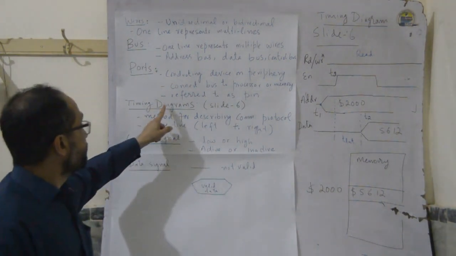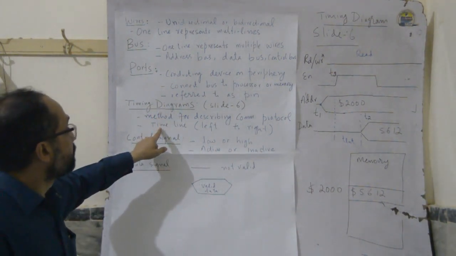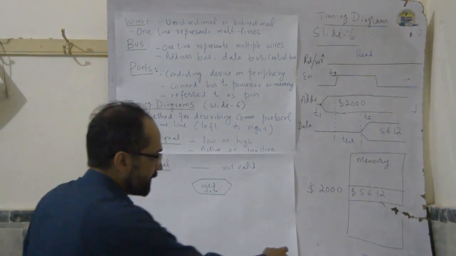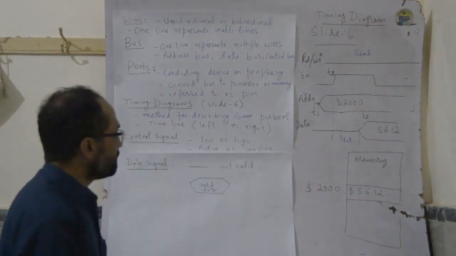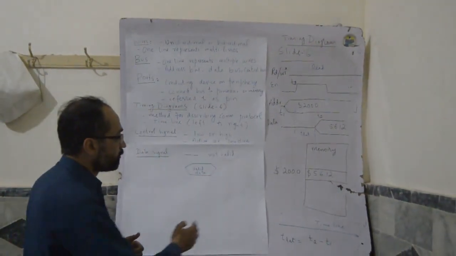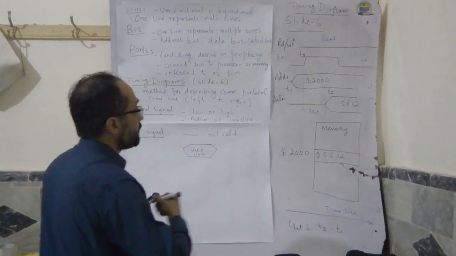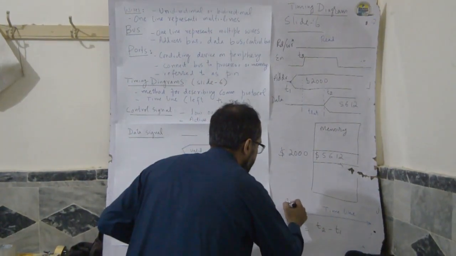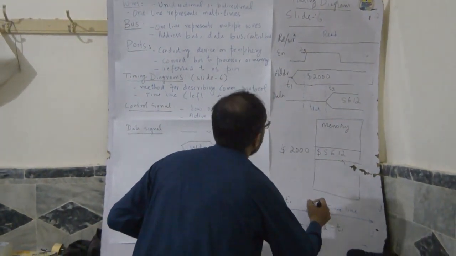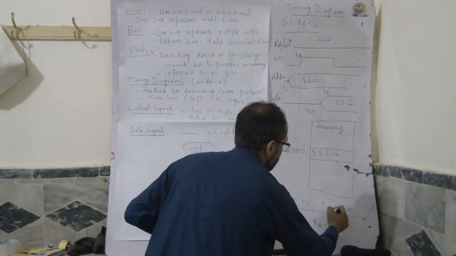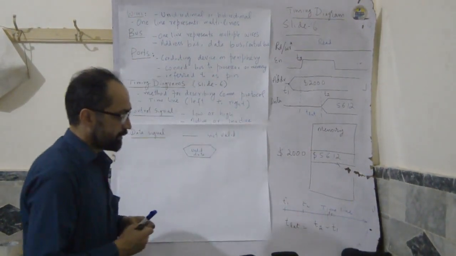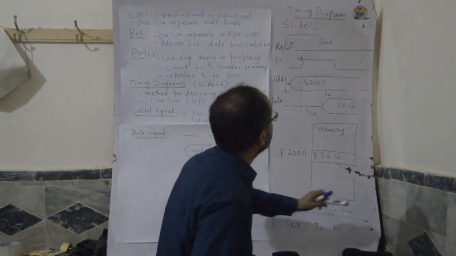A timing diagram is drawn on a timeline. So now this is a timeline, and the timeline is a line from left to right. So there may be different time events, time instances. Let's assume time t1, time t2, or time t3. So this is our timeline.